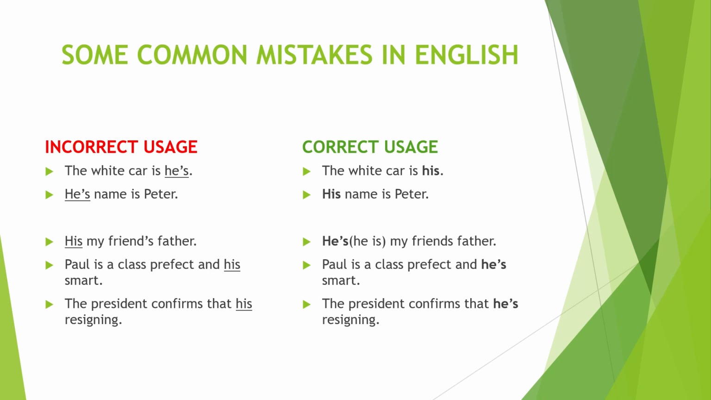In the last sentence, the president confirms that he's resigning. The president confirms that he's resigning. But we now know he's actually means he is. It is a contracted form of he is. It is made up of he plus is, and it is informal language. In a formal language, you ought to use he is, not he's.